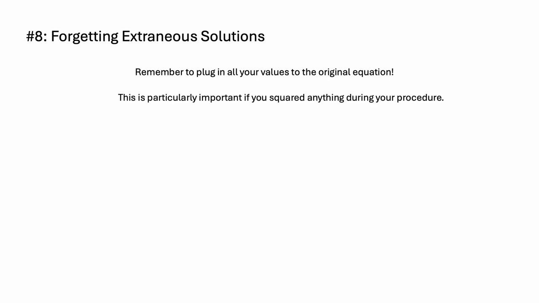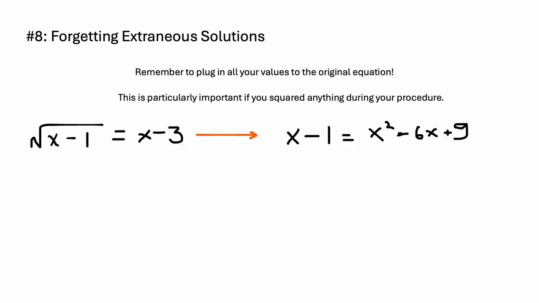Mistake number 8 is forgetting extraneous solutions. Remember, you have to plug all your values into the original equation. This is especially important if you squared anything during your procedural problem solving. So say we have to solve this equation: square root of x minus 1 is x minus 3. If you square both sides, you get x minus 1 equals x squared minus 6x plus 9. And jumping ahead a bit, you can try to solve this if you want. You would get x equals 2 or 5. So that's our answer, right?